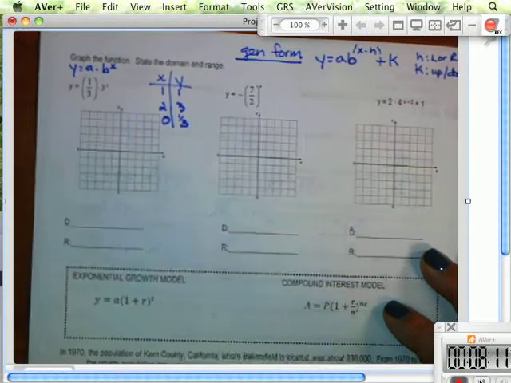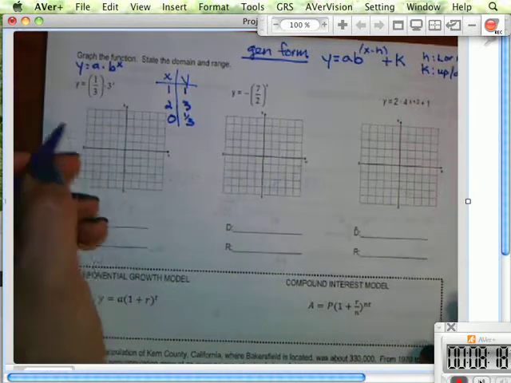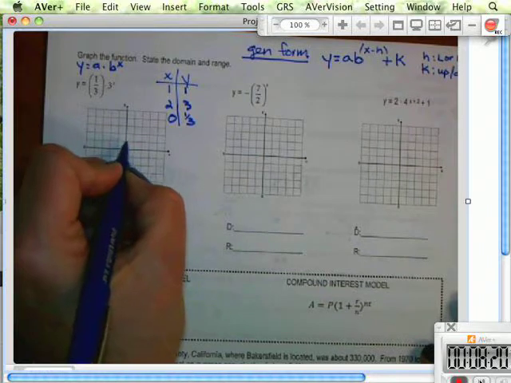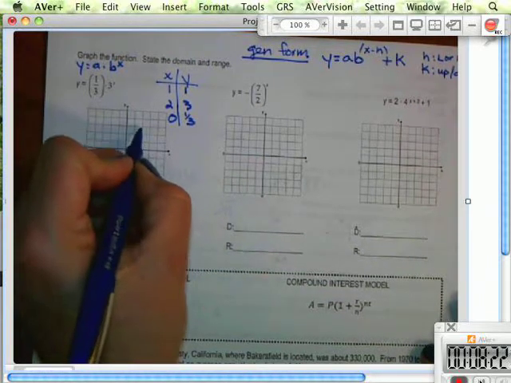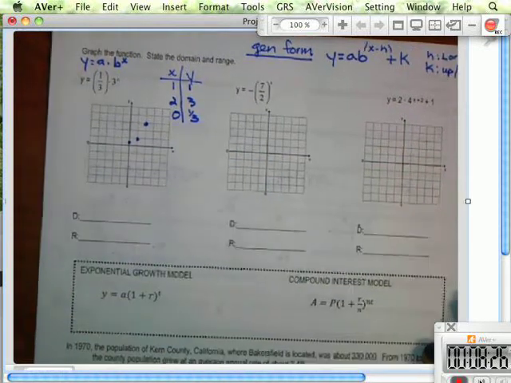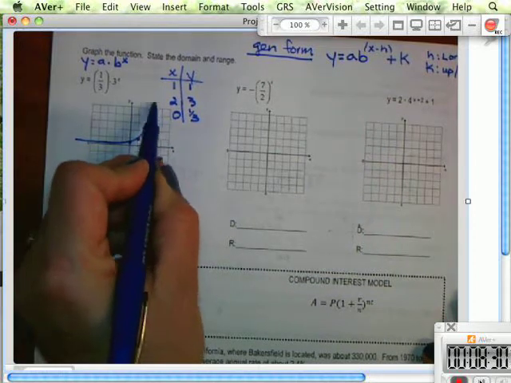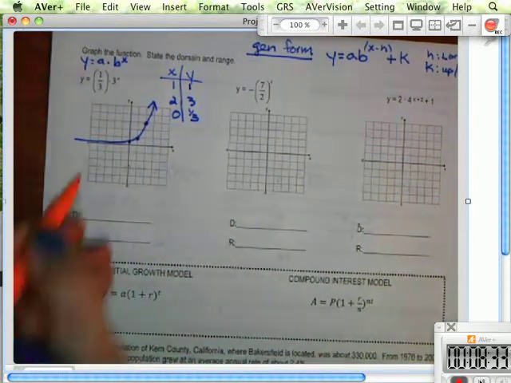There's 3 points. So if we plot those points, we have 1, 1, 2, 3, and 0, 1/3. Look at that. The y-intercept is 1/3. What's the asymptote in this graph? Still? It is the x-axis.